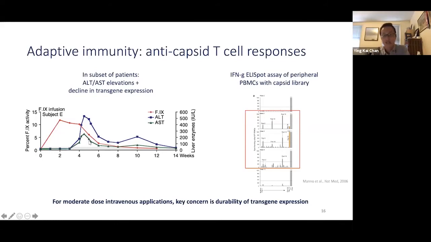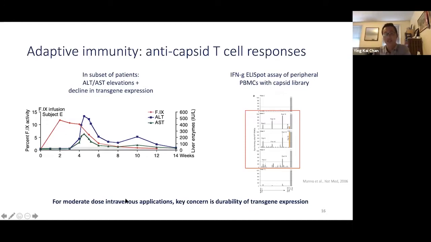Weeks later, you get an asymptomatic increase in transaminases, ALT and AST, which is indicative of liver inflammation. And concurrent with this inflammation, you start to see that the transgene expression wanes and is finally eliminated. This is thought to be due to a cytotoxic T-cell response against the capsid. This can be measured by taking PBMCs from the patients and performing an ELISpot assay. And this also led to trials now testing and adopting prophylactic corticosteroid protocols.